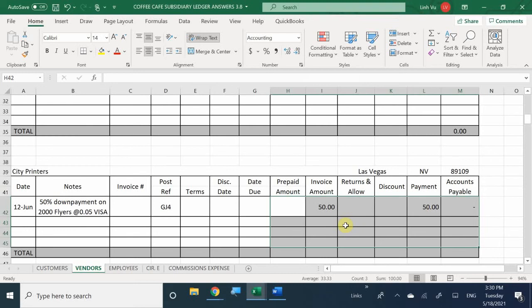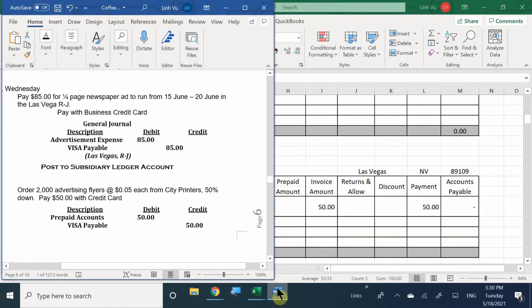So that's my subsidiary ledger there for my City Printers. Okay, all right. So then when we pick up our flyers, that's where we're going to enter in our bill and take that prepaid amount and go against our bill. And that's where we actually are going to pick up.